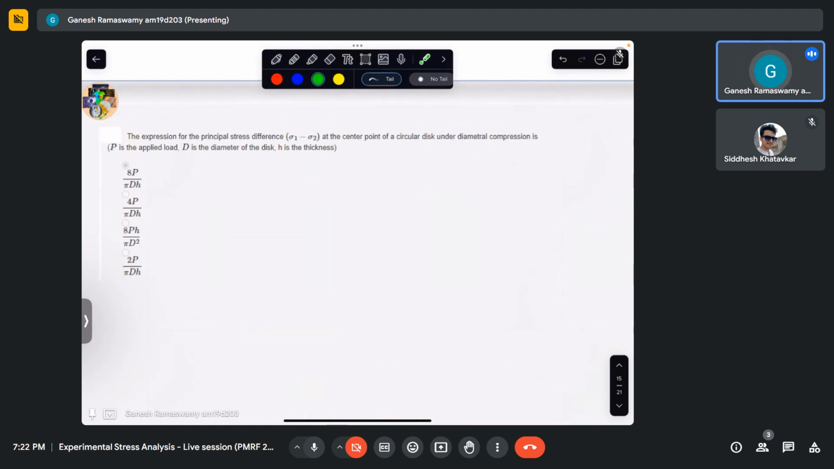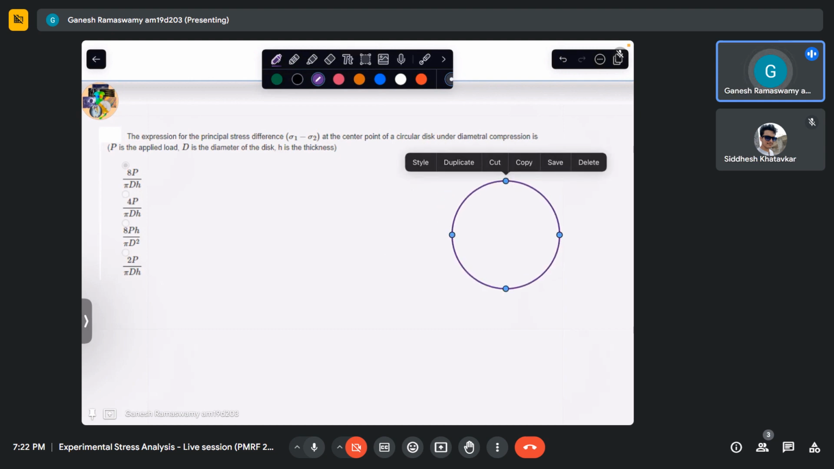So let us look at this question. It says the expression for the principal stress difference sigma 1 minus sigma 2 at the center of a circular disk under diametral compression is which of the following? Actually, if we familiarize ourselves with photoelasticity, we will see that in transmission photoelasticity, the disk under diametral compression is the most favorite problem that we take for calibration, which is why this question is asked.